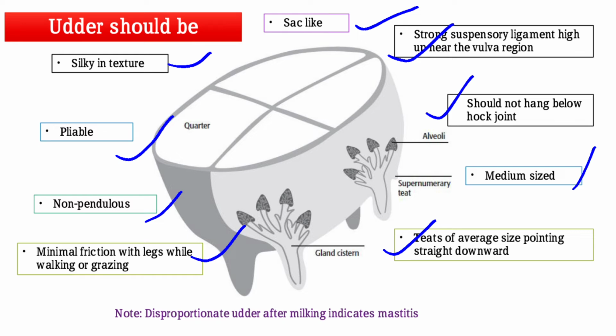Note that a disproportionate udder after milking indicates mastitis. If one teat is hanging downward and the other one is not hanging properly, or they are at disproportionate angles, then this indicates that the cow must be suffering from mastitis.